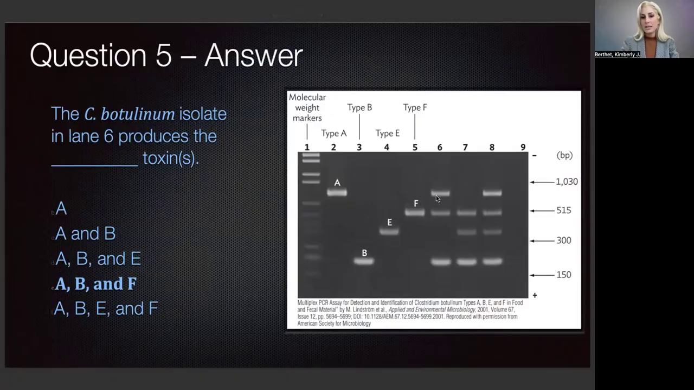So we look at these lines. A corresponds here. We have B corresponding here, and F corresponding here for lane 6. We do not have E. This is what it would look like if we did have E as well. So we have A, F, and B.